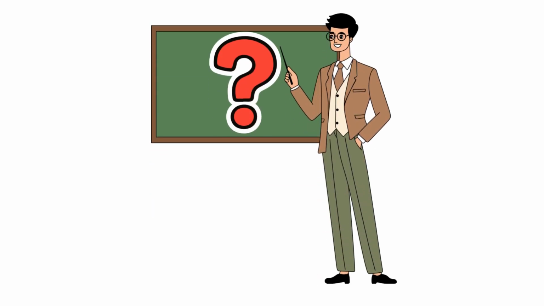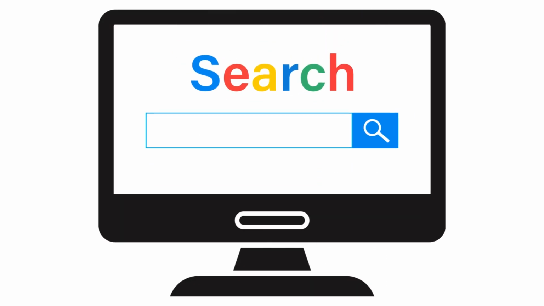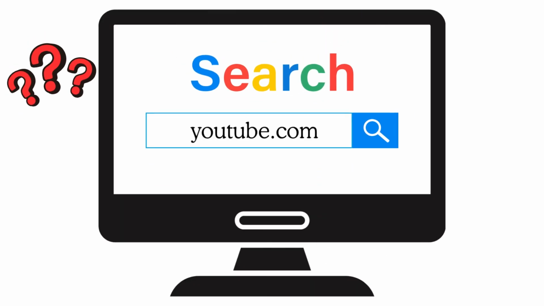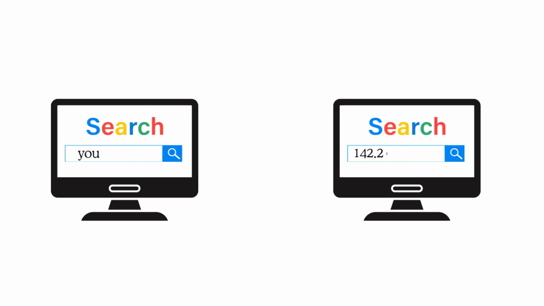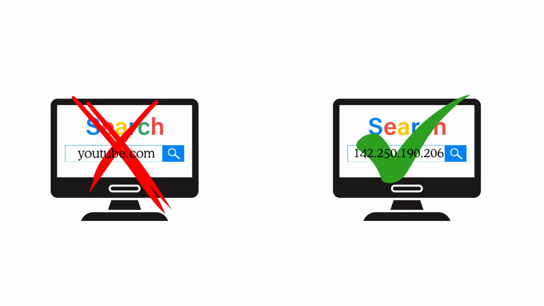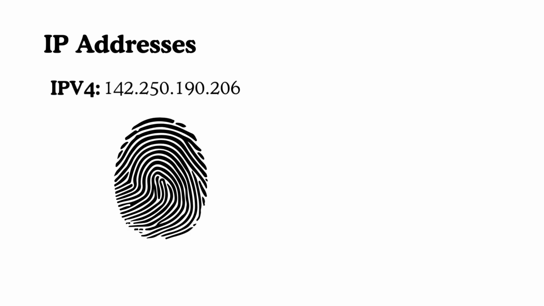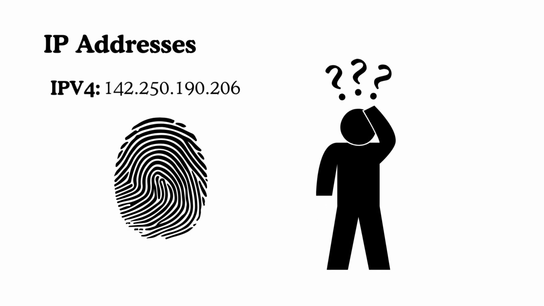Now the question arises, when we type youtube.com, how does the computer know where that website actually is? Computers don't understand names, they understand numbers, which we call IP addresses, like 142.250.190.206. Every website has its own unique IP address, but obviously, no one can remember these numbers.